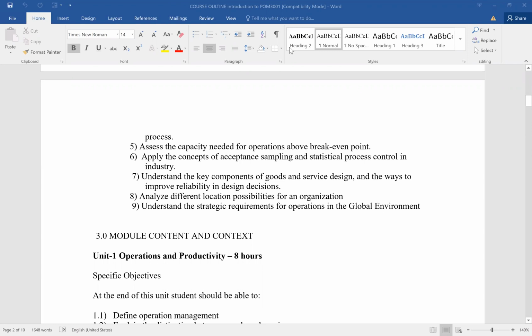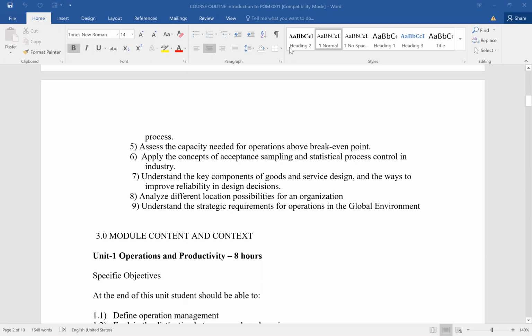Understand the key components of good service and goods design, right? And ways to improve reliability in the design decision. We're going to analyze different location possibilities for an organization. So basically you want to know where you should put a facility, whether you're a manufacturer or a retailer. There are some special features as to how you decide where you put your facility.